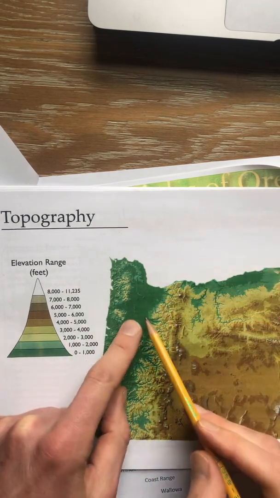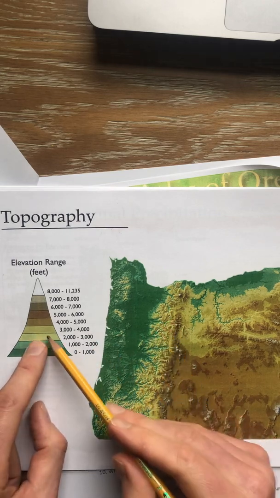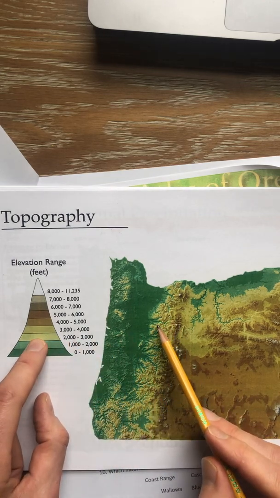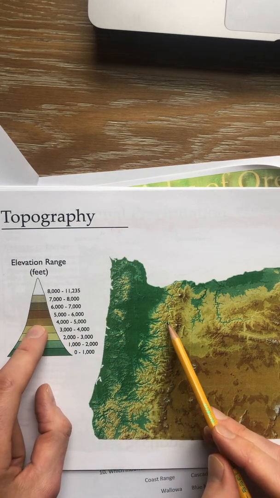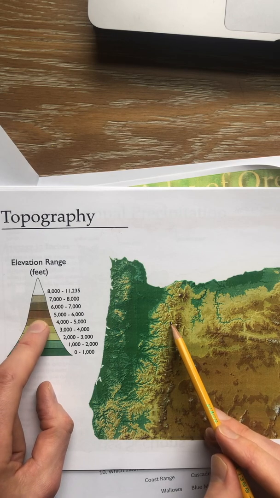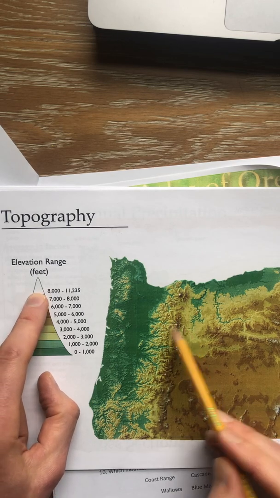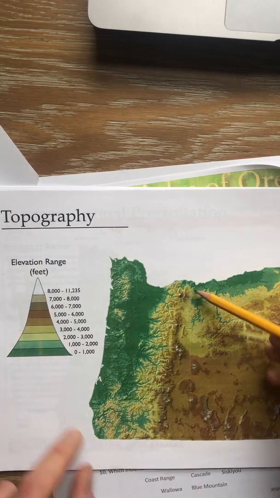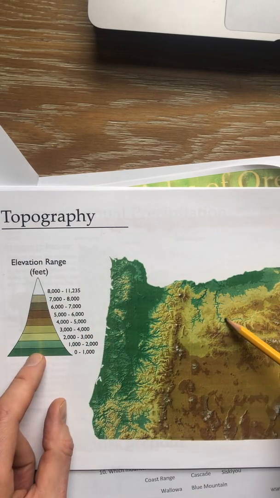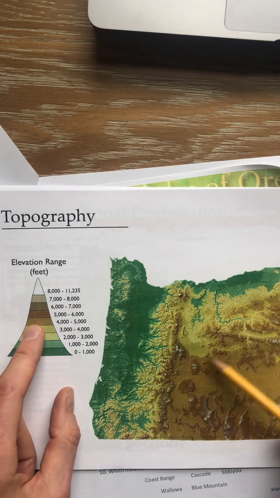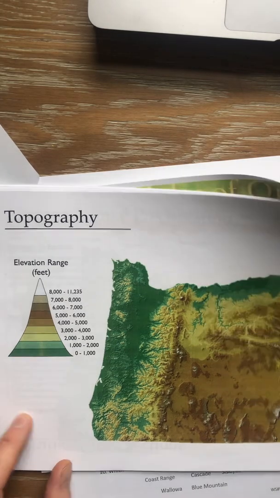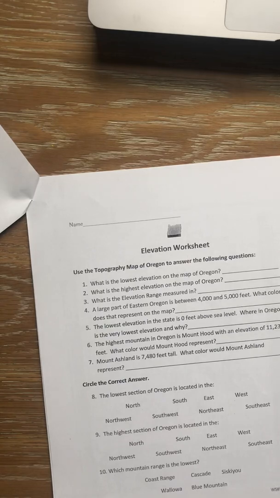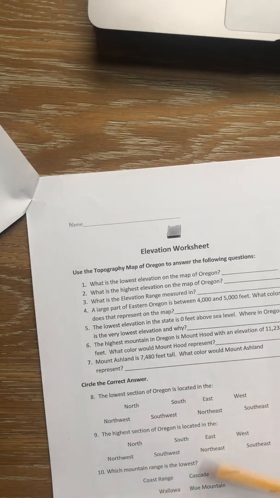But then as you keep going up to Mount Hood, the colors go from light yellow to gold to kind of this orangish brown to brown. And then you might even get a little bit of white, which is like snow. And oh, there's some snow. That's Mount Hood right there. And then it goes down a little bit again. And all of Eastern Oregon's kind of higher. So please just be using that for that. And then you can answer these.